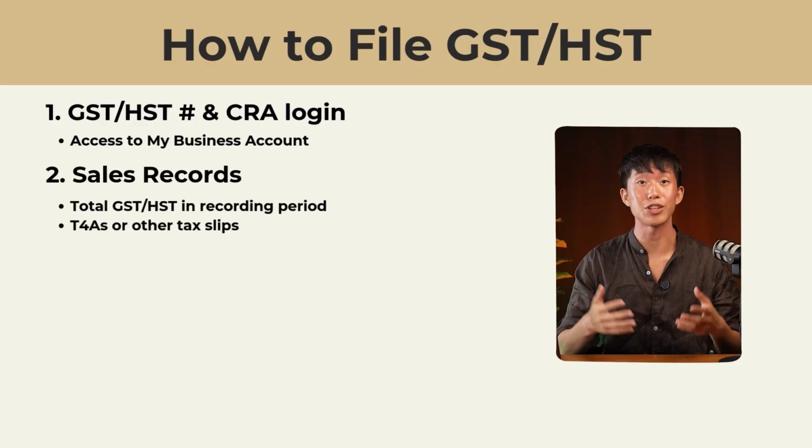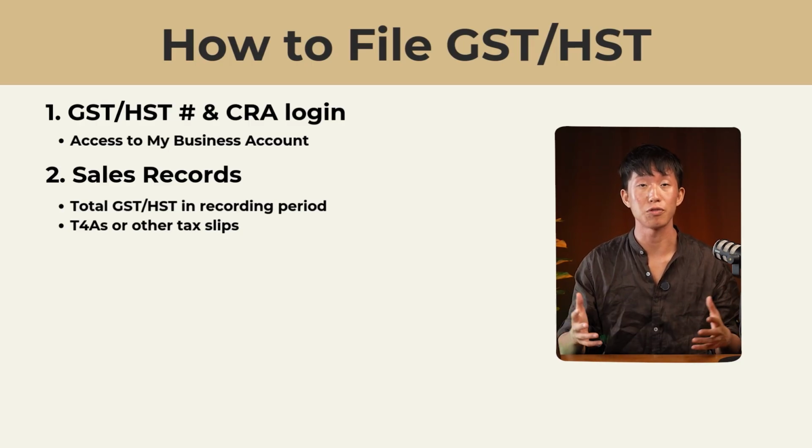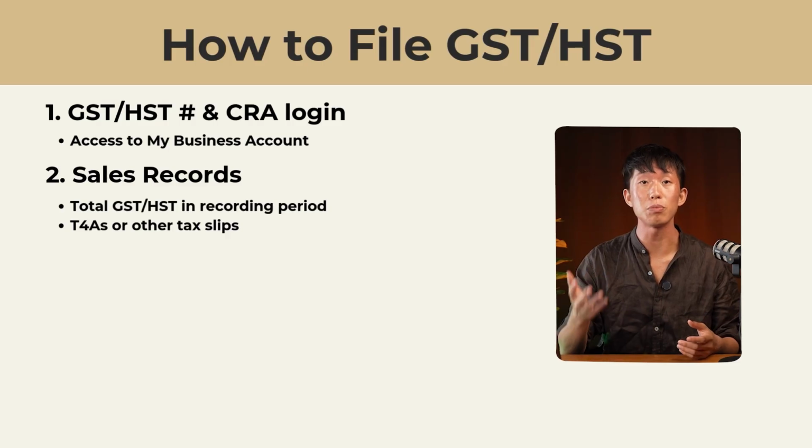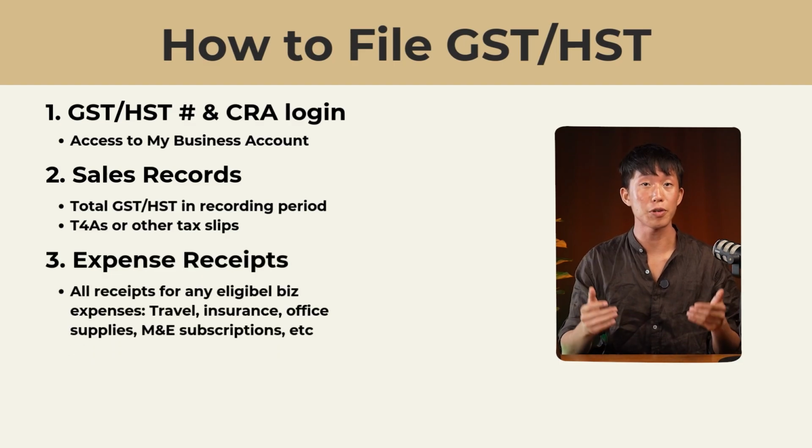Number 2, sales records. You'll need the total GST and HST amount that you collected in the reporting period. This includes all of the invoices that were charged to people living in a province of Canada. And this is the reason why I highly recommend using an accounting software like QuickBooks, because it'll automatically do this process for you. Number 3, you'll need a record of all of your business receipts.